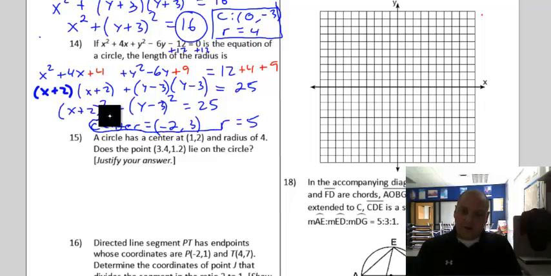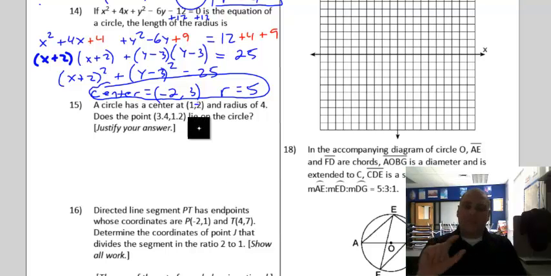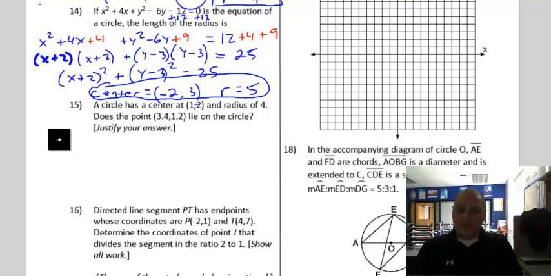All right, now this next one here, there's actually a typo. It's supposed to be 1, -2. Change that to 1, -2. And you're trying to figure out if this point lies on the circle. So basically, you just have to get the same thing on both sides of the equation. We're going to set up our equation. So it's going to be x minus 1 squared, if that's the center point, and then y plus 2 squared equals 4 squared, which is 16.